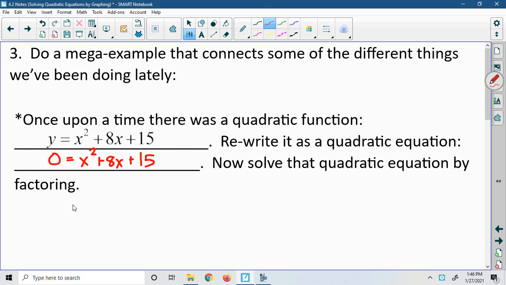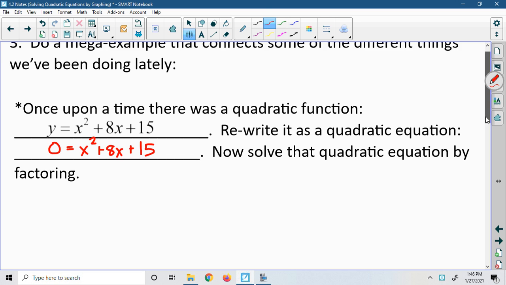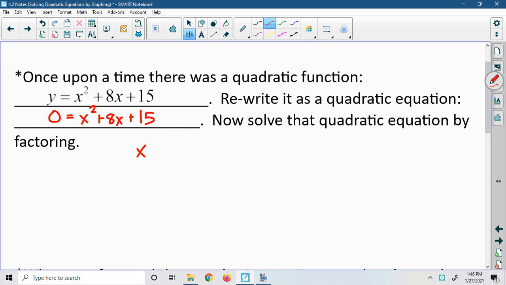Now let's solve that quadratic equation by factoring. That's what we did yesterday, so we'll take that x squared plus 8x plus 15, and I'll put the equals 0 over here on the right side. We want to factor that. That's the easier kind of factoring because there's no number in front of the x squared, so we know it's just going to be x and x. We have to think of a couple numbers that multiply to be 15 and add to be 8. So I think it'll be plus 3 and plus 5.